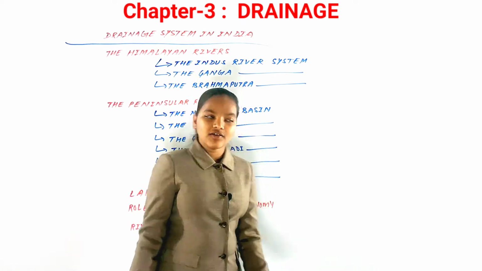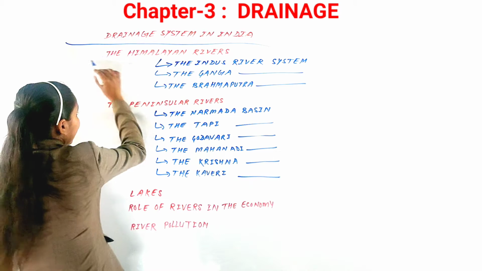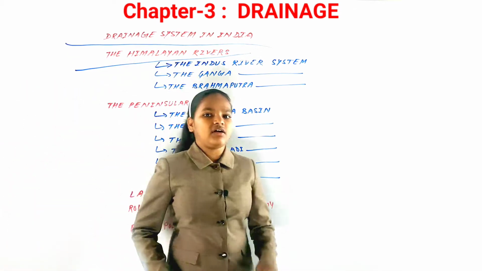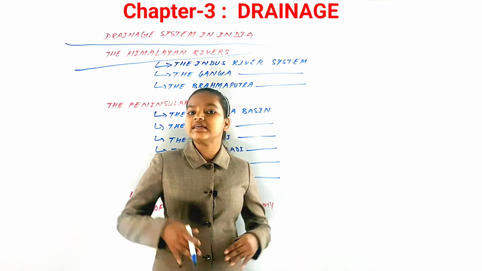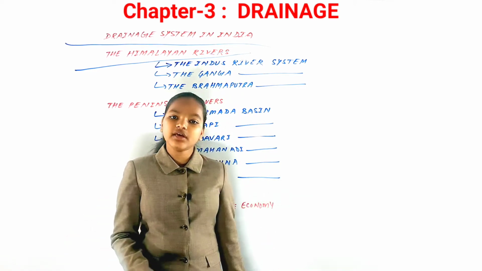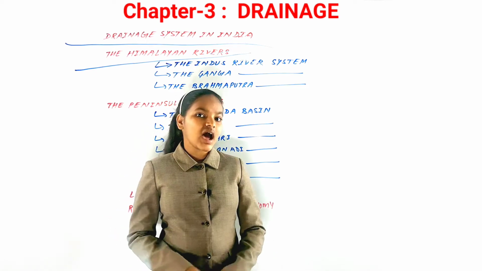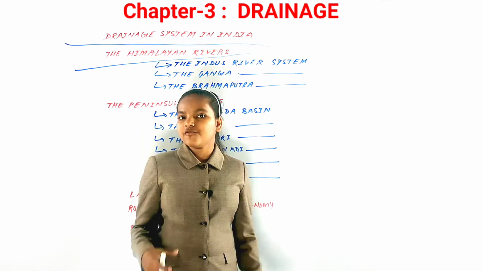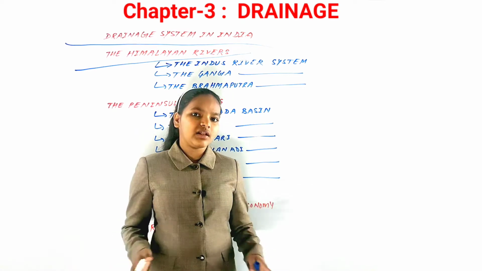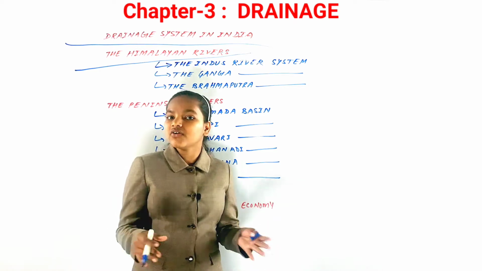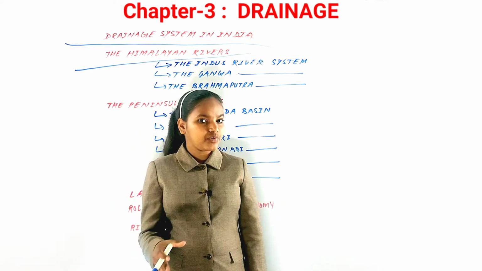Now the next topic is the Himalayan Rivers. We have seen that the inner drainage system can be divided into two broad divisions: the Himalayan Rivers and the Peninsula Rivers. First let us discuss the Himalayan Rivers. There are three major Himalayan rivers: the Ganga River, the Indus River and the Brahmaputra River.